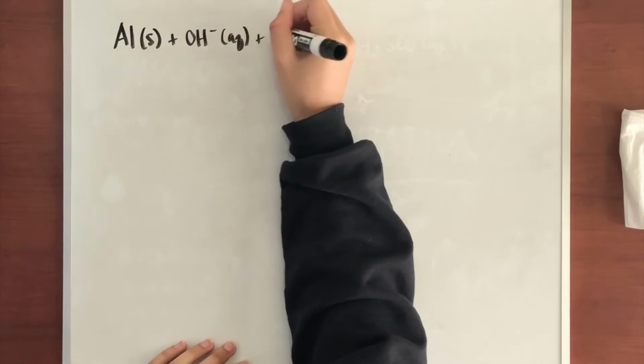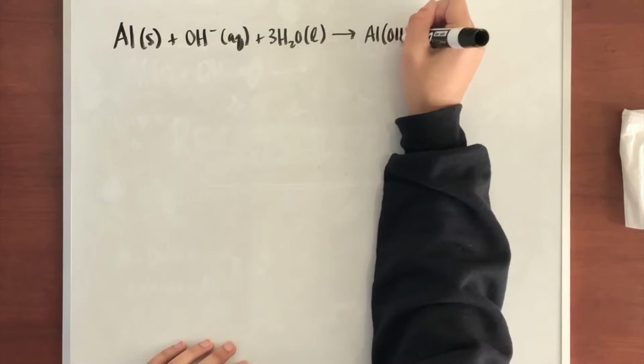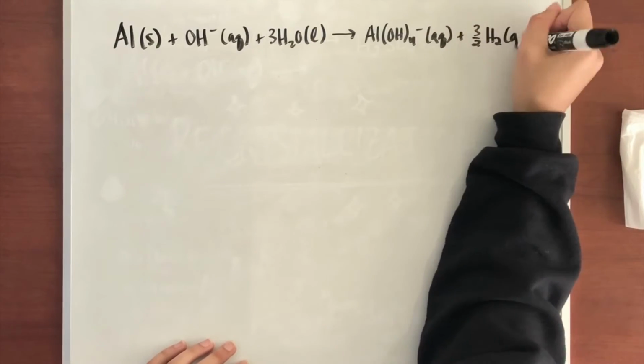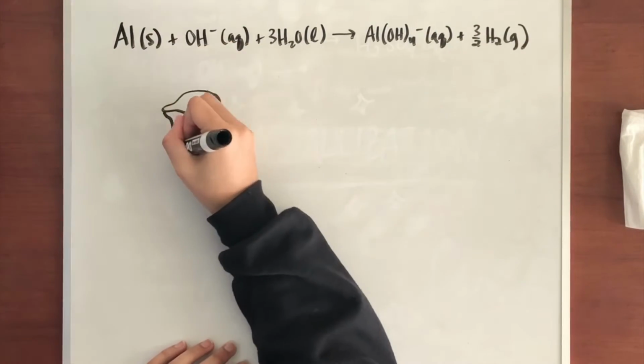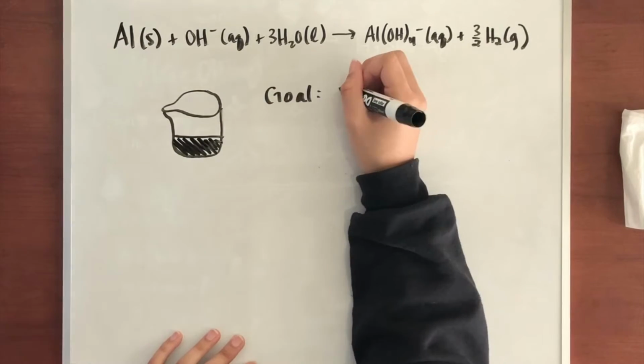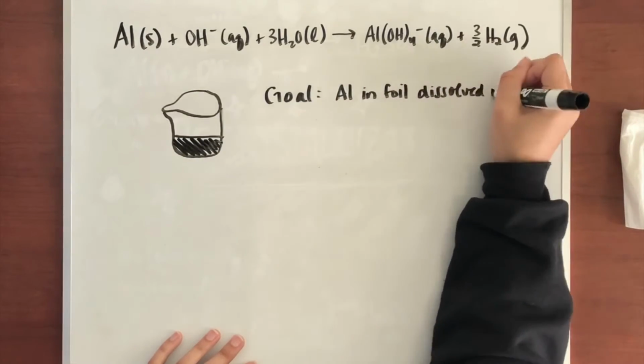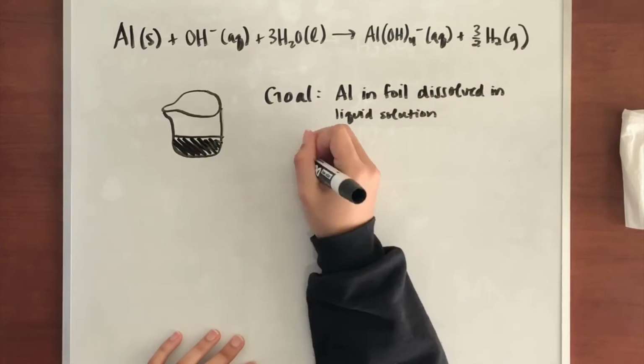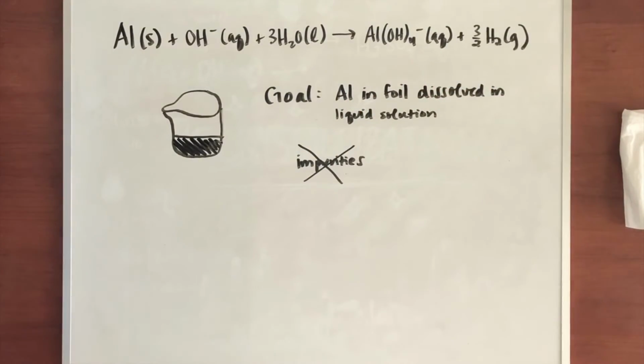This was done by dissolving solid aluminum foil in a solution of KOH to get this black liquid that I drew here. The goal was to get the aluminum ions from the foil dissolved into solution for later reactions, and we made sure that this happened by filtering out all the impurities that were present in the aluminum foil.